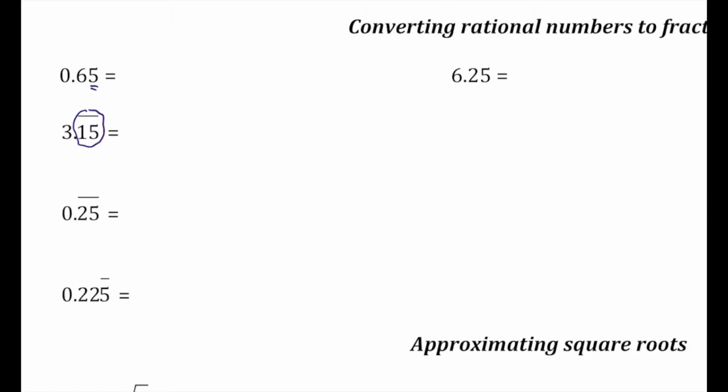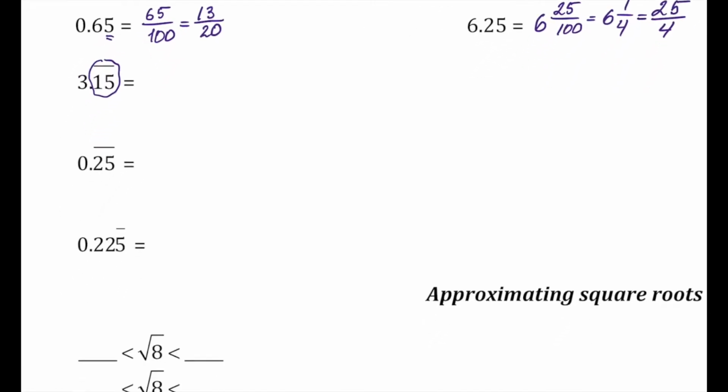So 65 hundredths, you do 65 over 100, and then you can simplify it by 5. So that will be 13 over 20. Next, 6.25, so you have 6 and then 25 hundredths. 25 hundredths is 1/4, so it's going to be 6 and 1/4, which is a rational number. 6 times 4 is 24, plus 1. Well, you know what I'm telling you? 25 over 4. The next one, here's when the fun starts.